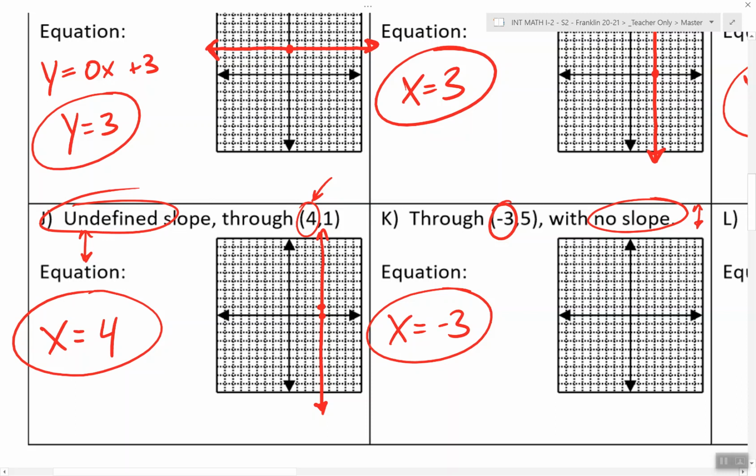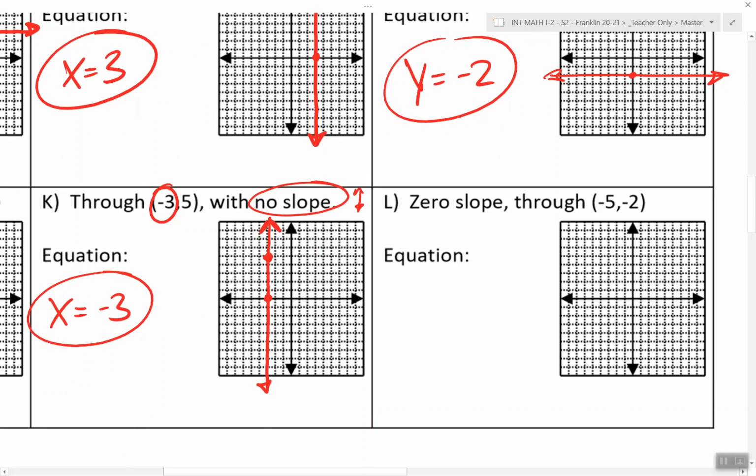Let's make sure. So -3 on the x-axis is right here. Vertical line, because we have no slope. So vertical line, just like that. Let's make sure it goes through -3, 5. So left 3, up 5. Yeah, right there. So we're okay. So again, if it's undefined or no slope, you can just use the x value from the point.